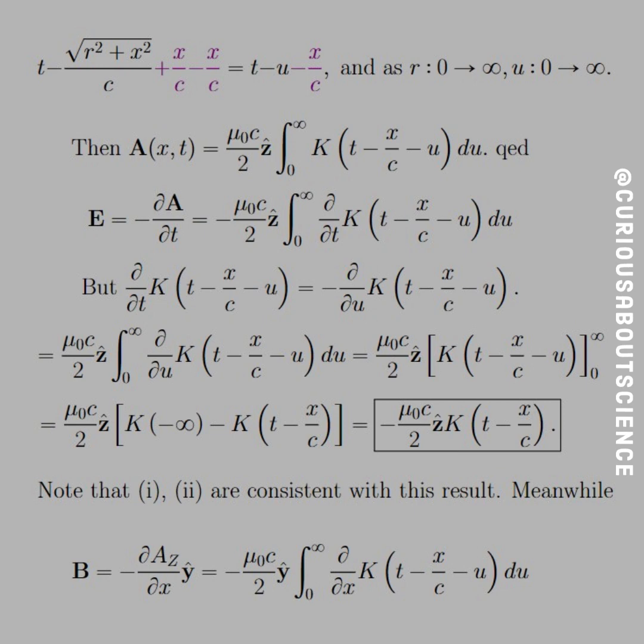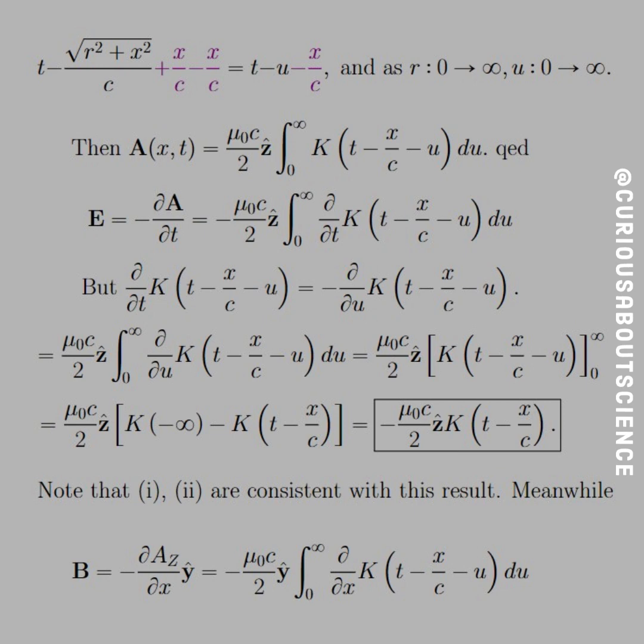All we have to do now is add a x over c and a minus x over c, because we know we can add a 0 and not affect anything. And with that, we have a plus or minus there, and that allows us to put in a u, hence the t minus u minus x over c. And this actually works out quite well.